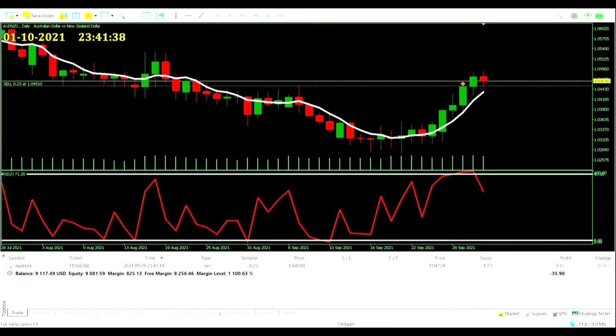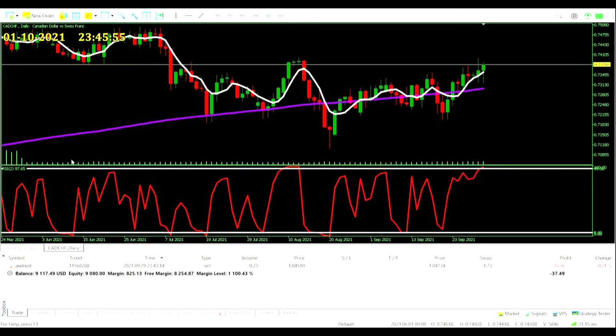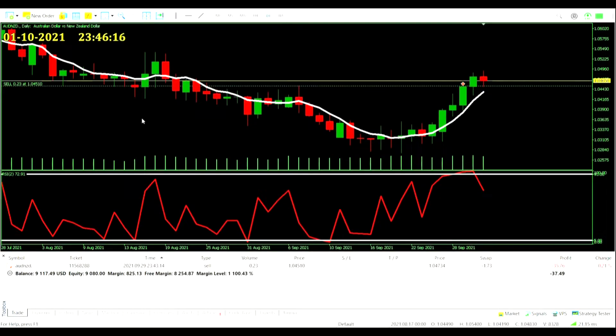Why don't we scroll through those charts? Overbought signal 97.65 on the Canadian dollar Swiss franc, price above the 200 though. No signal. No entries at all again, which means it's just our Aussie dollar New Zealand dollar trade keeping us going.